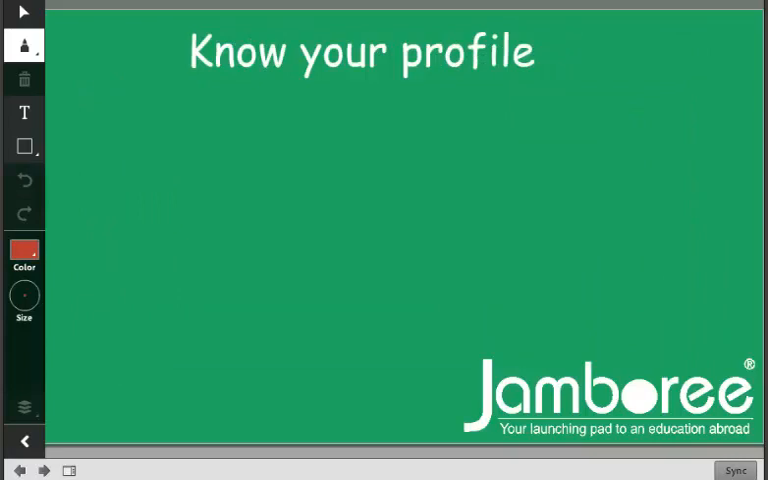So Mukul, I think I already answered your question regarding profile for MBA versus profile for MIM. I already explained that question.